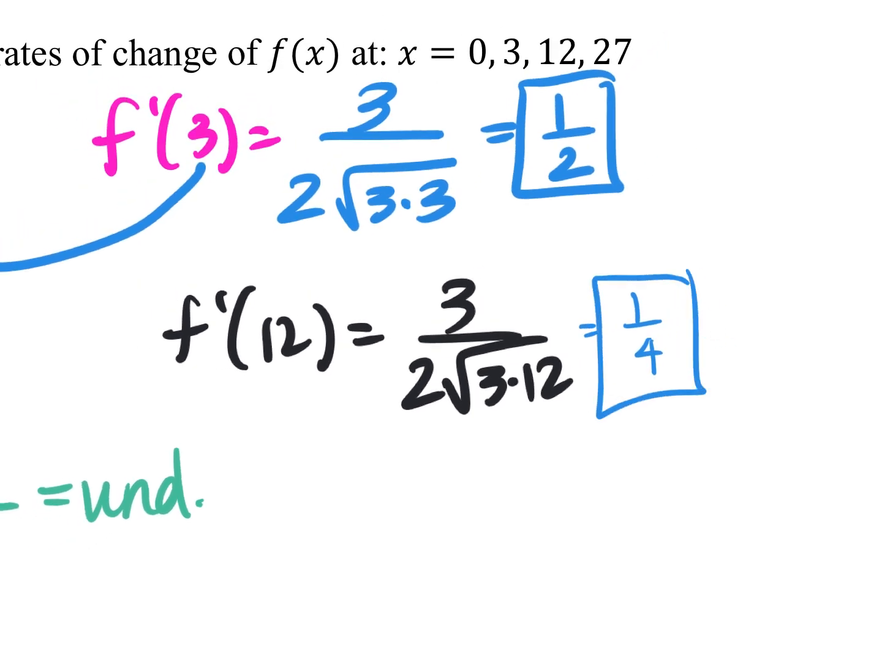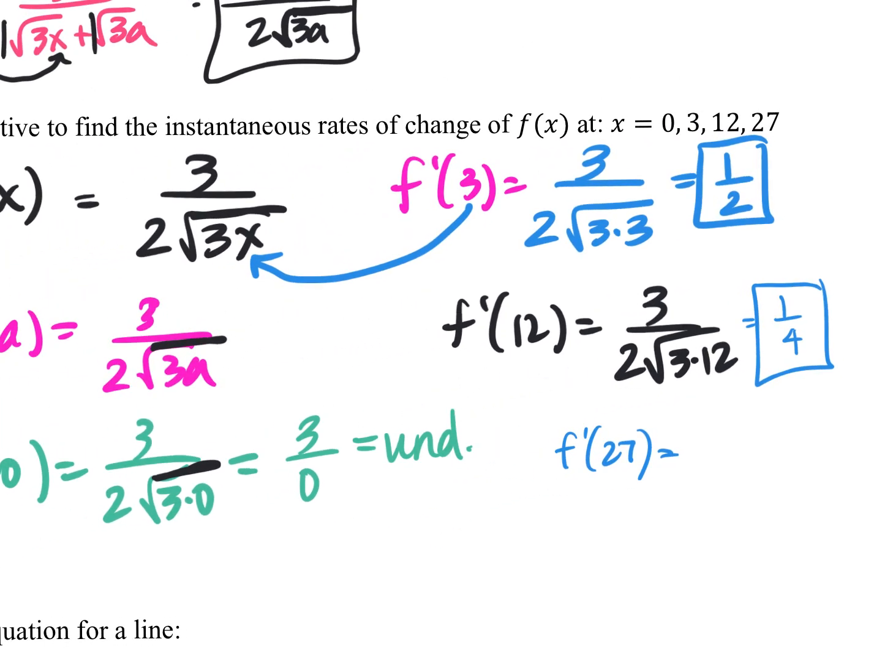All right. Last one. F prime of 27. We're plugging 27 into my derivative. 3 times 27? 81. Square root of 81. 9 times 2. 3 over 18? 1/6. Beautiful. Gosh, that makes me weep.